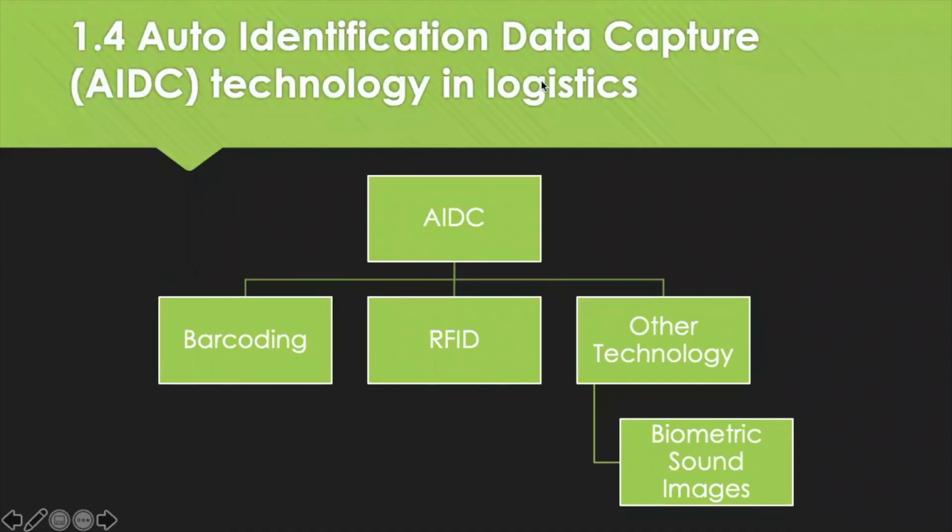Next, we look at AIDC, which is Auto Identification Data Capture. That's an umbrella term used to describe a range of different technologies that are used to identify and collect external data about certain objects. Examples of these types of technology include barcodes, RFID, or biometrics such as fingerprints or iris recognition.